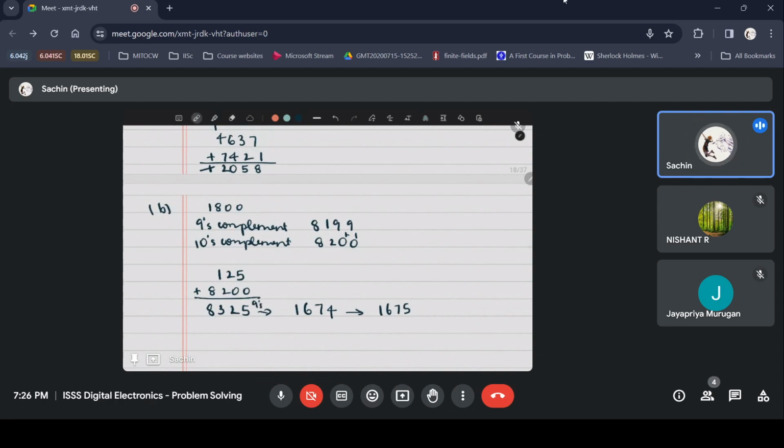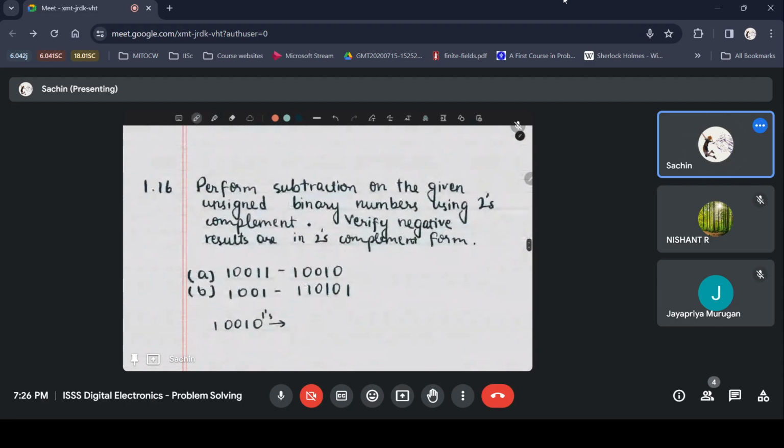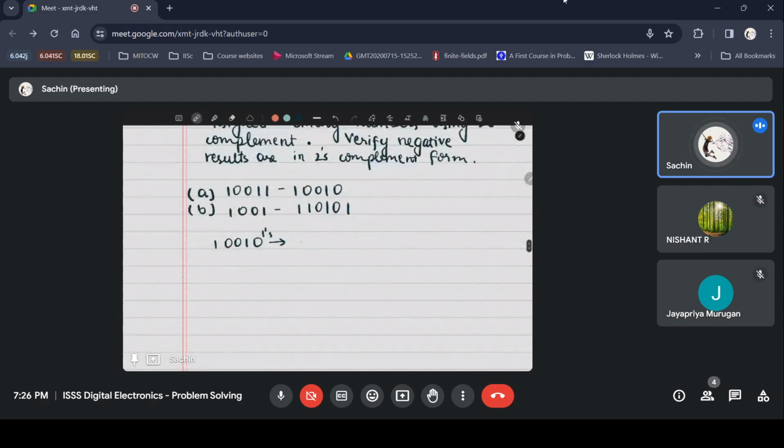This is 9's complement. This is 10's complement. Okay. 1's complement is 01101. 2's complement, you add a 1 to that, you'll get 01110. Then 10011 minus that number will be same as adding its 2's complement.